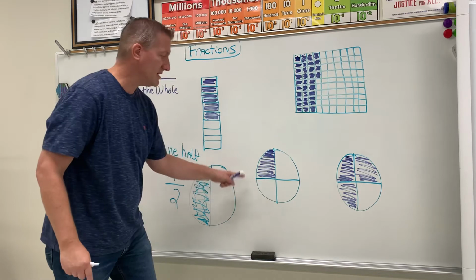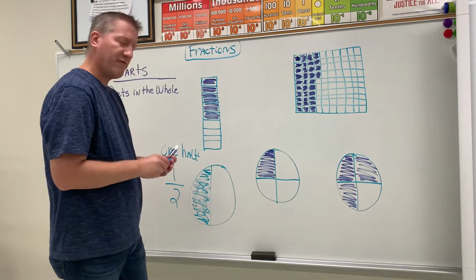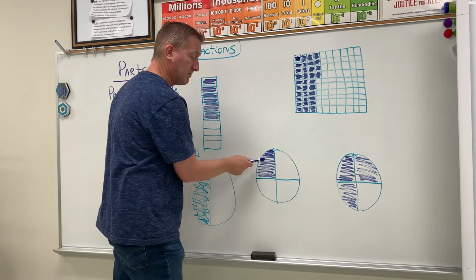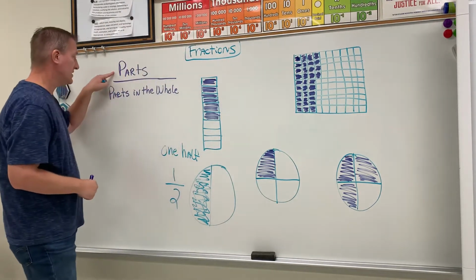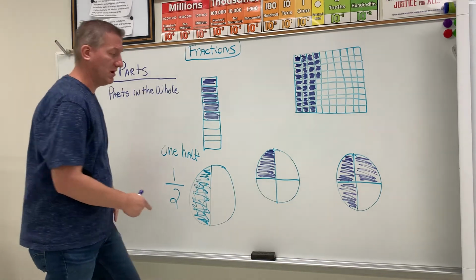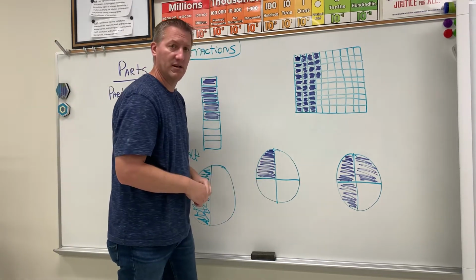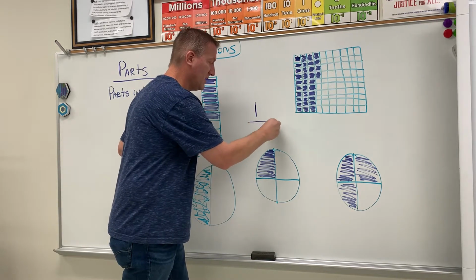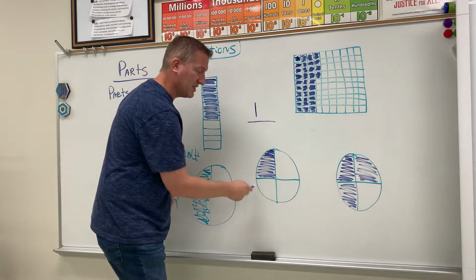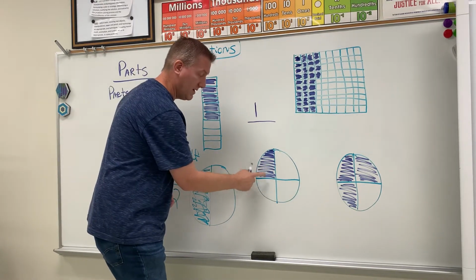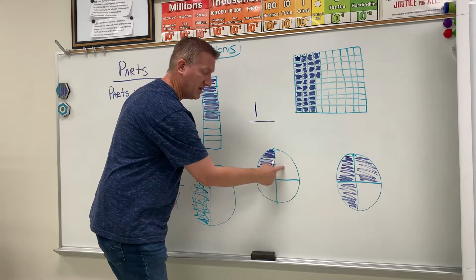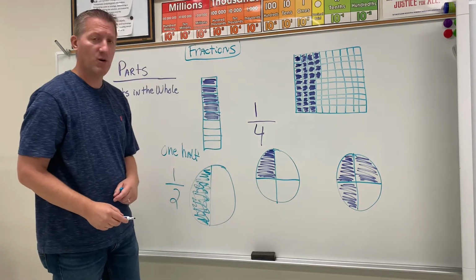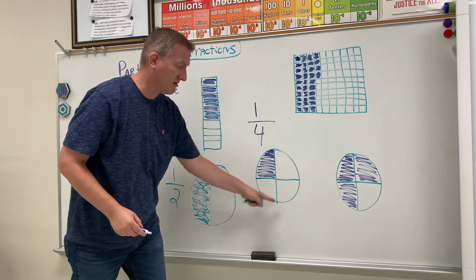So if we look at this one right here, what fraction would this picture be? Think of parts over parts in the whole. So how many parts are shaded? 1. Yeah, so the top number is 1 over how many parts in the whole? 1, 2, 3, 4. So that would be 1/4. That would be the fraction here.